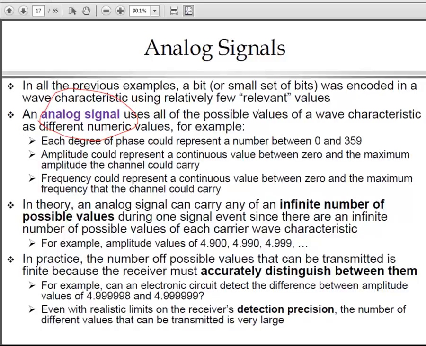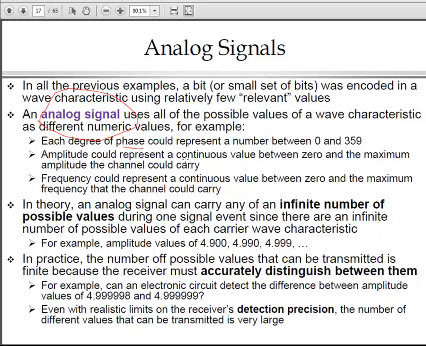Okay. So if we're talking about phase, well, phase, we've got basically numbers between 0 and 359.99999, go out as many digits as you want. Okay, that entire range can be used to send data. Okay, I don't send zeros and ones. I send values between 0 and 359.9999999, and as many nines as the receiver can accurately distinguish.